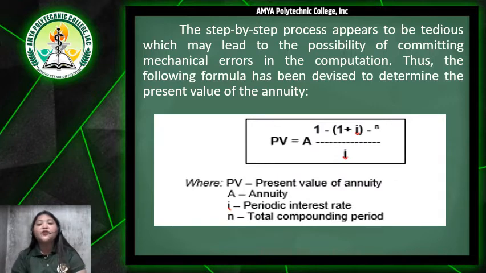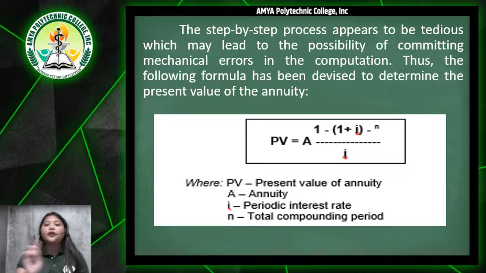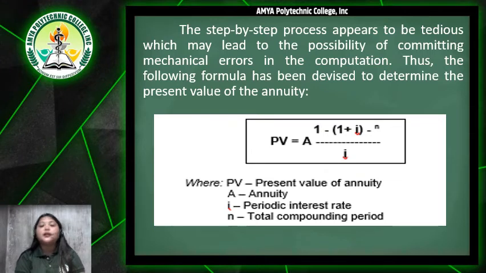So here we have the formula: PV, which is the present value of annuity, is equal to A, which is the annuity, times the quantity 1 minus 1 times the quantity of 1 plus i, where i is the periodic interest rate, raised to the power of negative n, all over i, wherein again i is the periodic interest rate, and n is the total compounding period.